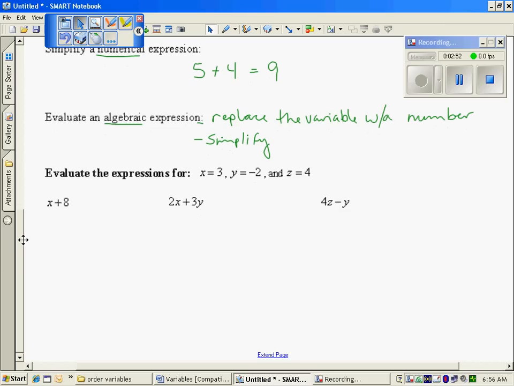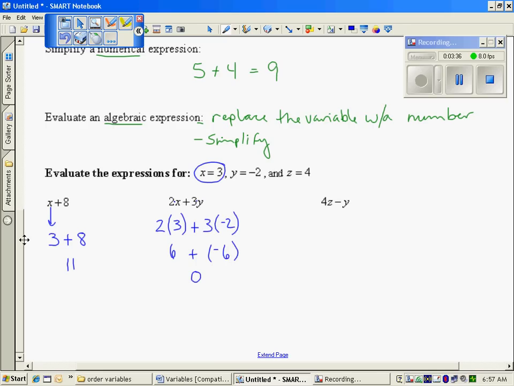When I have x plus 8, my value of x in my directions tells me it's 3. So this variable I now know is equivalent to 3, and my expression tells me to add 8. 8 plus 3 is 11. In the next expression, there's no operator sitting between the 2 and the x, so we must remember that's multiplication. It tells me to take 2 times x, which is 3. I'm going to add to that 3 times y, which is negative 2. Using my order of operations, 2 times 3 is 6. 3 times negative 2, remembering your integer operations, is negative 6. When I add those together, I get 0.